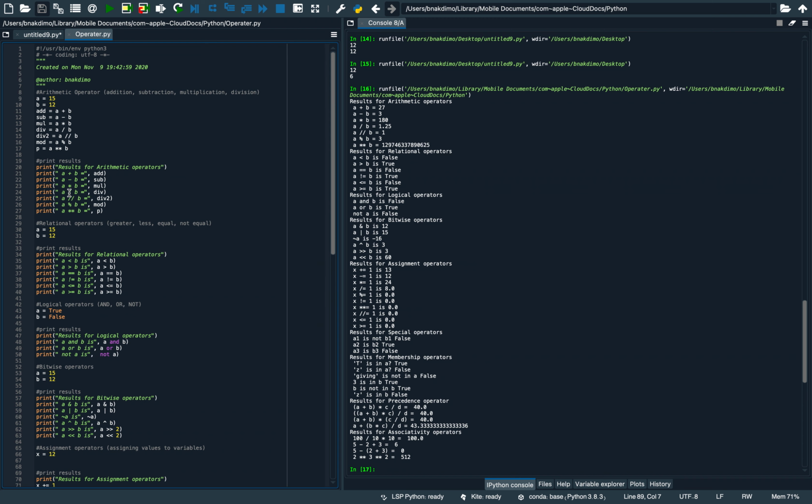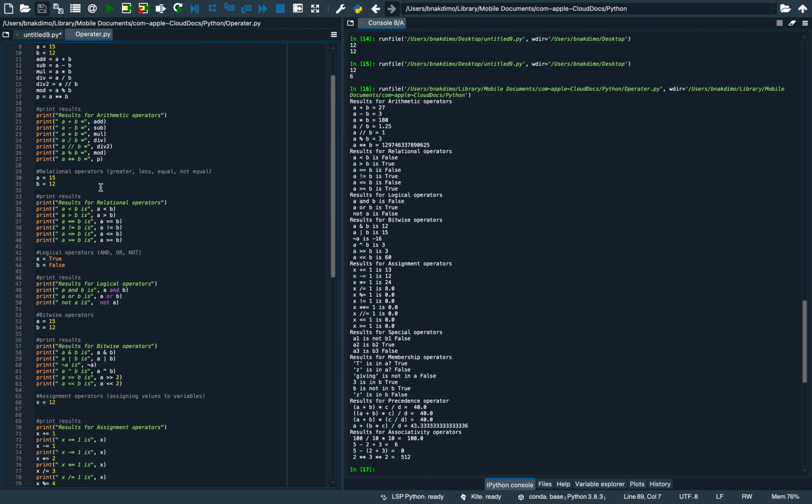Next one is modulus, which gives you the remainder, which is 3. And you can see that on the right. And then the exponents, and using that you have to use 2 multiplication signs. And then on the left it gives you the value right here, which is like the number.